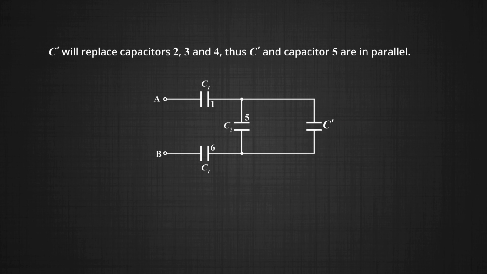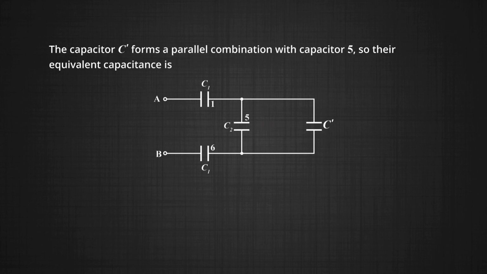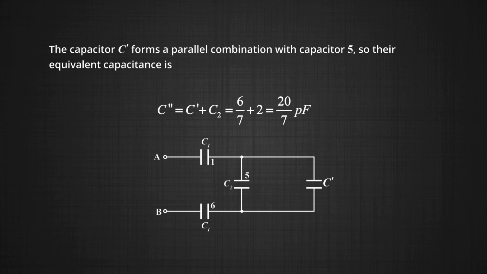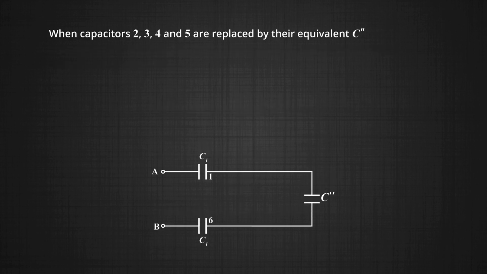Thus, C dash and the capacitor 5 are in parallel. The capacitor C dash forms a parallel combination with capacitor 5. So, their equivalent capacitance is C double dash equal to C dash plus C2, which is equal to 6 by 7 plus 2, which comes out to be 20 by 7 picofarad. Now, when capacitors 2, 3, 4 and 5 are replaced by their equivalent C double dash, the capacitance C double dash forms a series combination with capacitor 1 and 6.